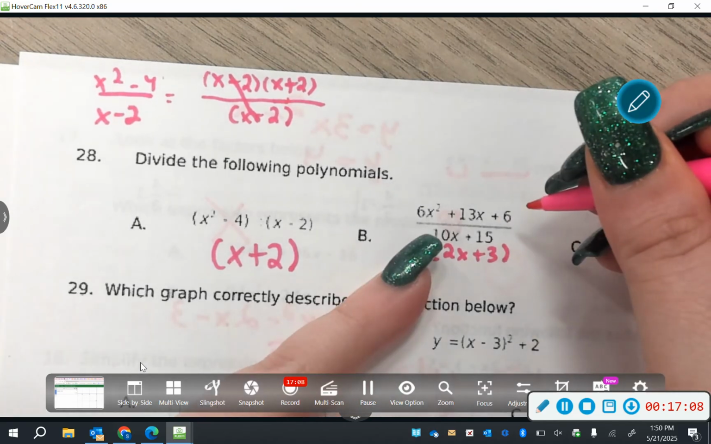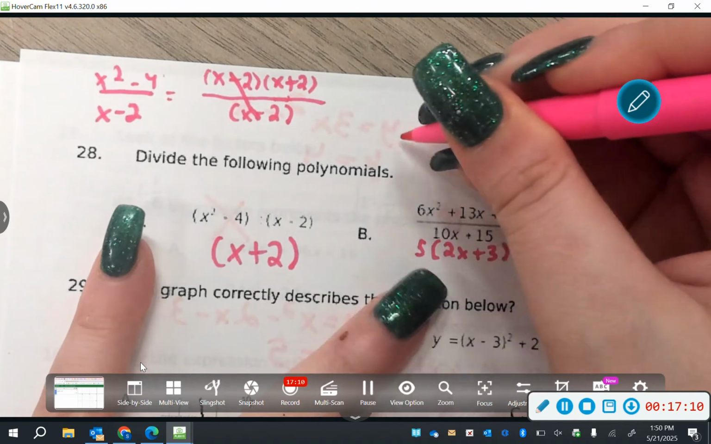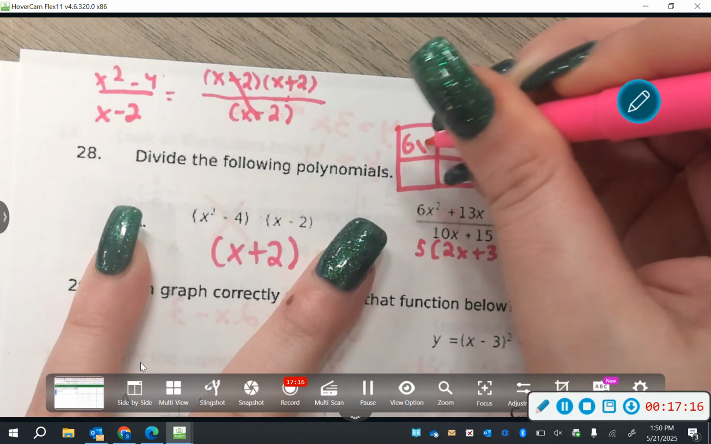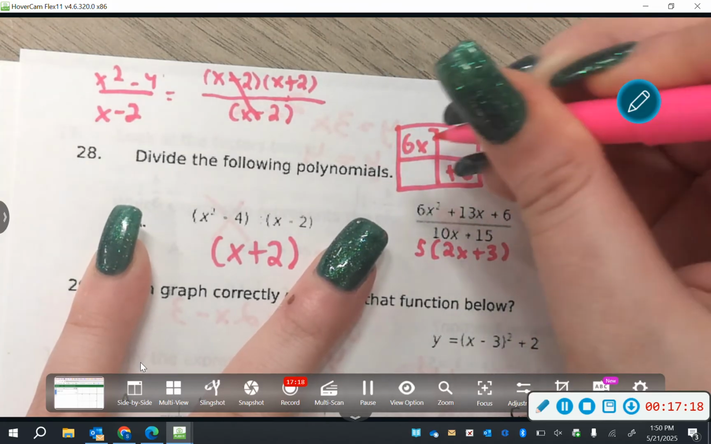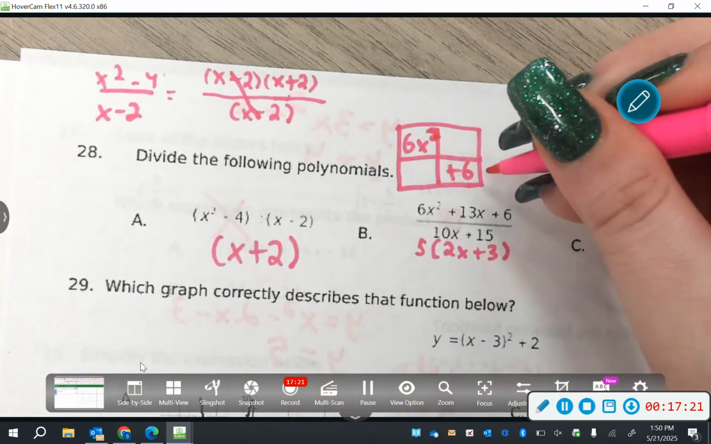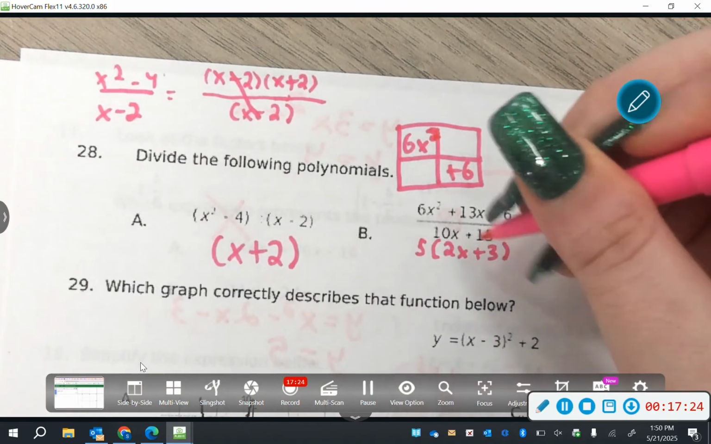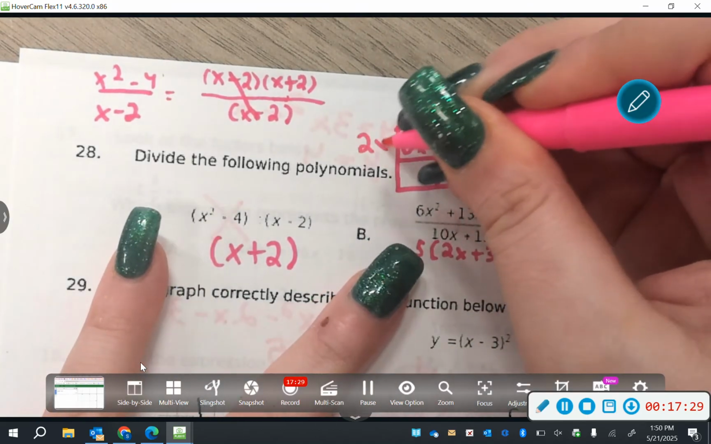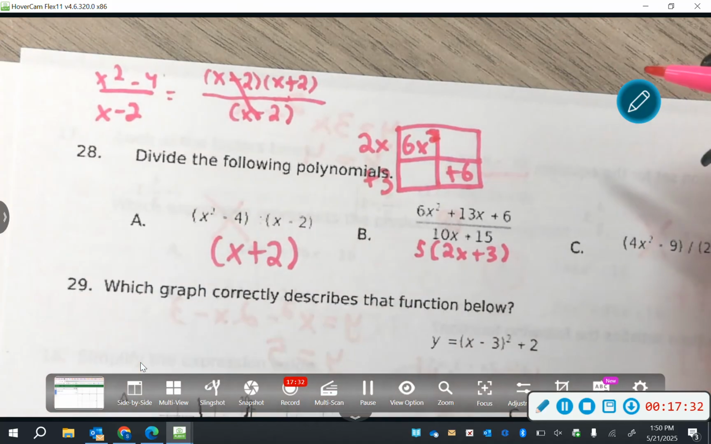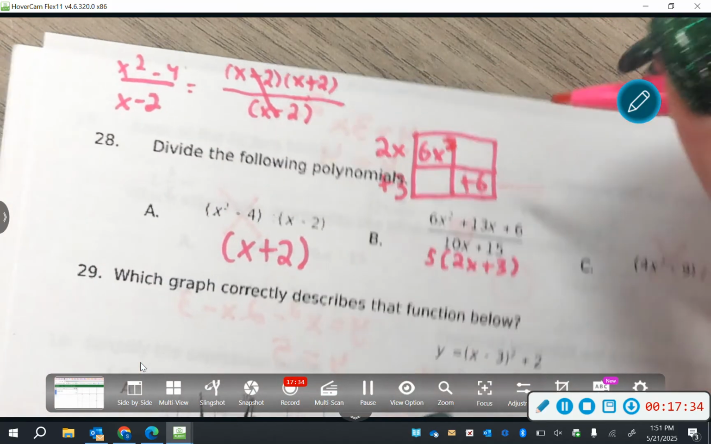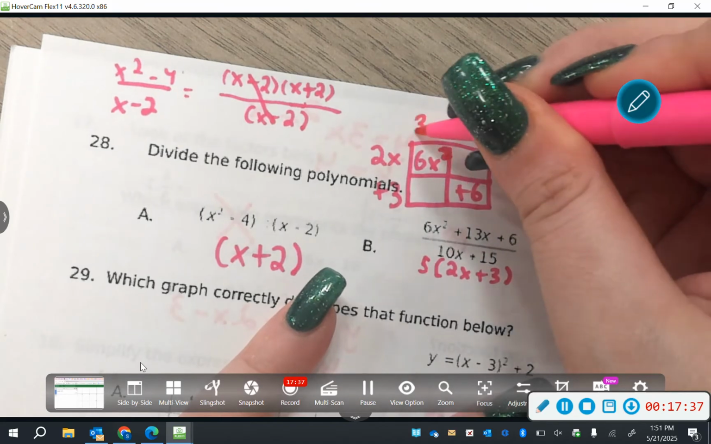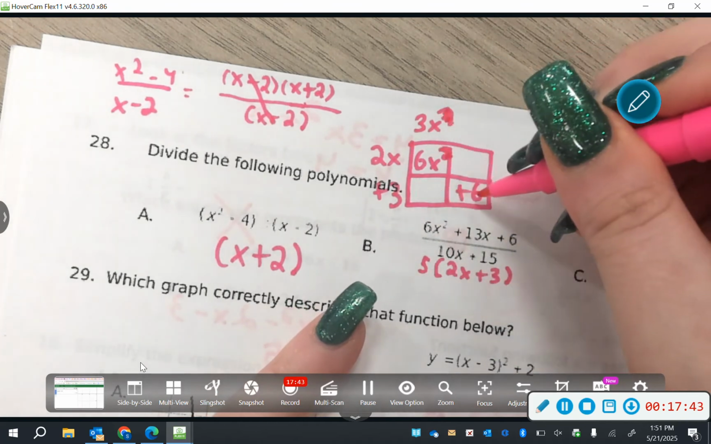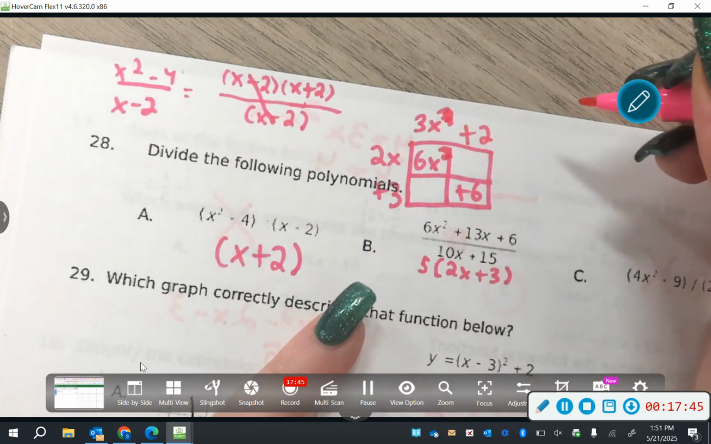For the top, it's not a difference of two squares, it's not PST. I'm going to have to box this. So we have 6x squared, plus 6. Now, if they're asking us to divide, they're going to have what we have on the bottom of our fraction bar as one of the factors. So I'm already going to put in my 2x plus 3. So we technically just have to figure out our other side now. So 2x times 3x gets us 6x squared. Oops. 3 times 2 gets us positive 6.